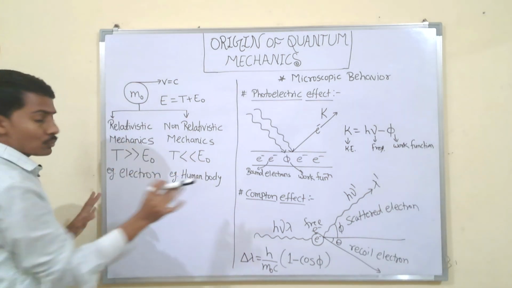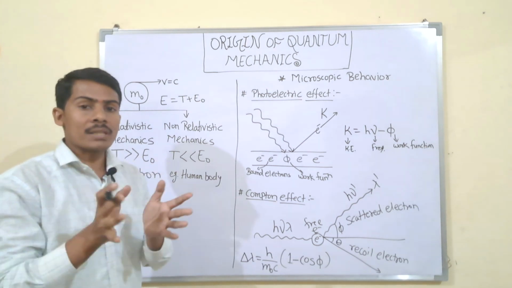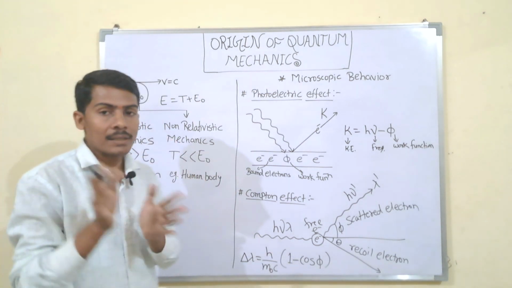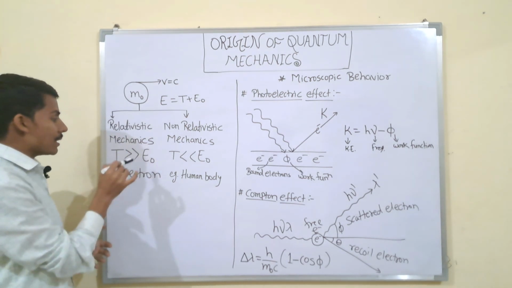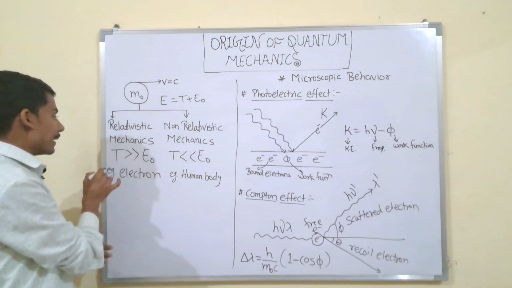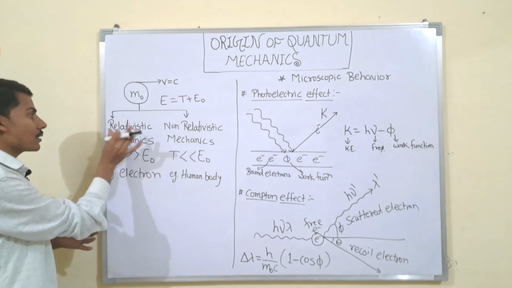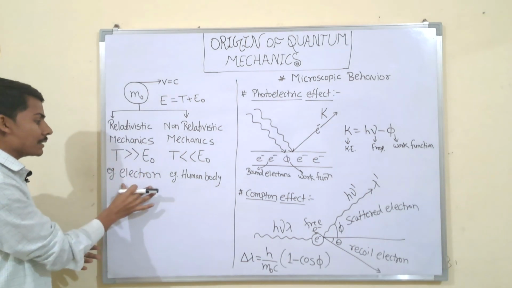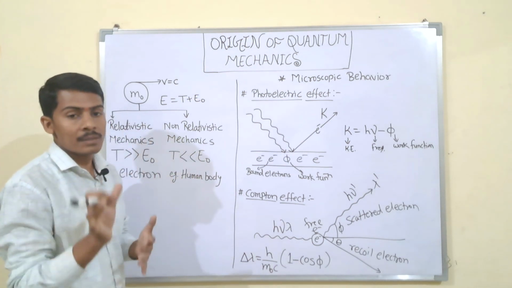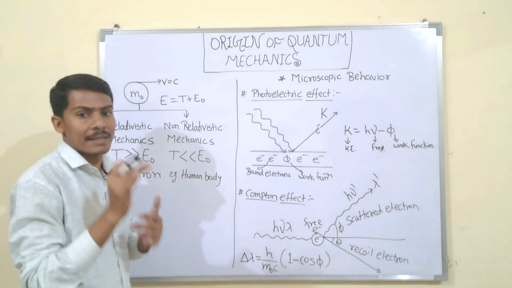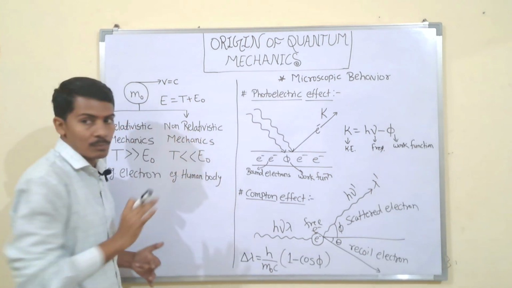Now, here we give two examples, for relativistic mechanics and non-relativistic mechanics, and there is a condition for each related to the kinetic energy and rest mass energy. If T is much greater than E naught, that means the kinetic energy is much greater than the rest mass energy, and that is the condition for relativistic mechanics. An example of relativistic mechanics is the electron. For non-relativistic mechanics, the condition is T is much less than E naught, meaning the kinetic energy is much less than the rest mass energy. An example of non-relativistic mechanics is the human body.